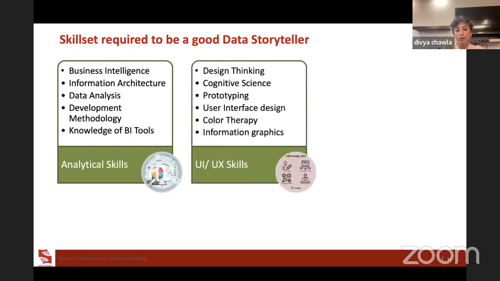Apart from that, UI UX skills. Again, while there's a lot of things listed, there are certain people who are specific UI UX designers.